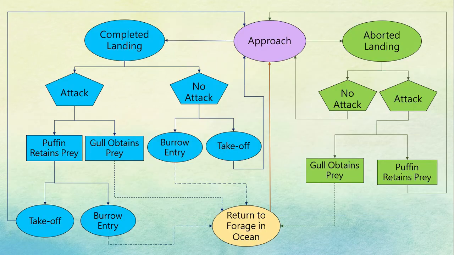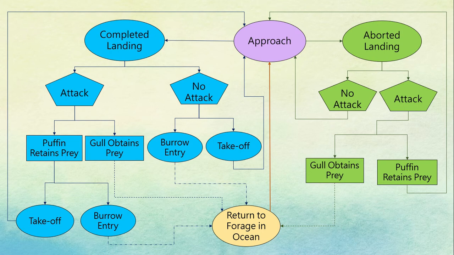And this is the framework that I use, where there are two separate sections. One is where there's a completed landing and two is where there's an aborted landing. Basically all my variables are binary, so there's a yes or a no. Were they attacked or not? Did they lose their prey or not? They all end up essentially returning to the ocean to forage after either losing their prey or being able to enter their burrow and feed their fish. Everything gets reset when they approach the island again, and the entire process starts over. They're able to choose a different strategy than they chose last time.